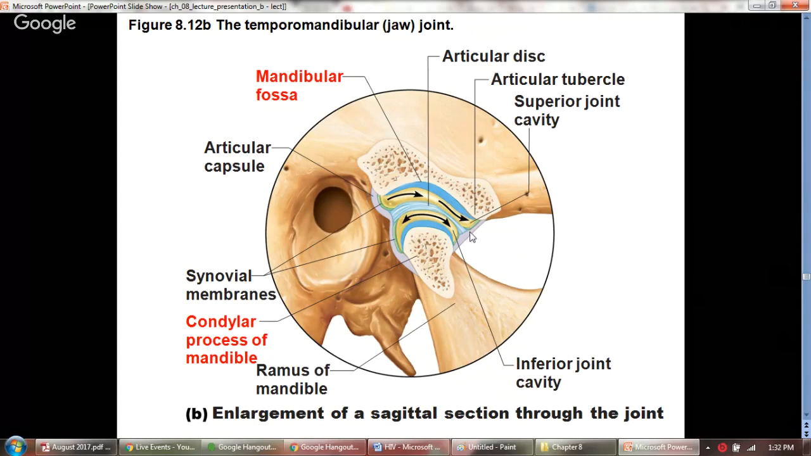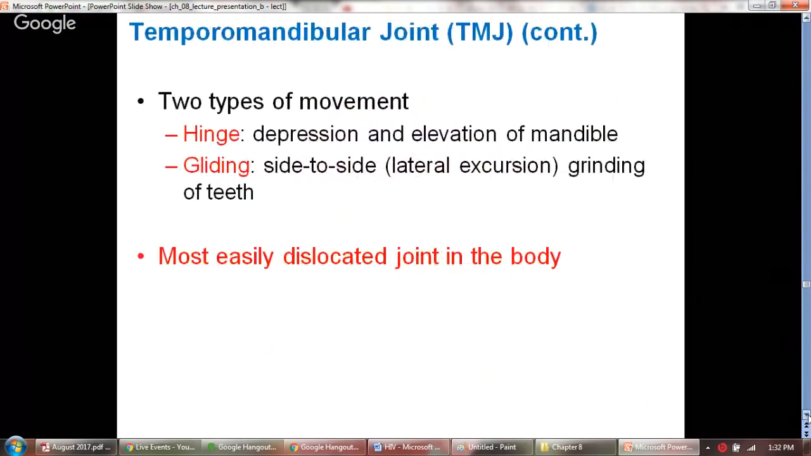There is an articular disc, a little meniscus, in the temporomandibular joint, and it separates the joint cavity into the superior joint cavity and the inferior joint cavity. The two types of movements provided by the temporomandibular joint: the hinge movement, depression and elevation of the mandible, happens when the hinge joint is functioning. The gliding movement provides side-to-side movement. It's like the movement which happens when you try to grind your teeth.